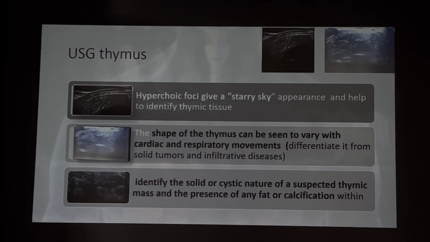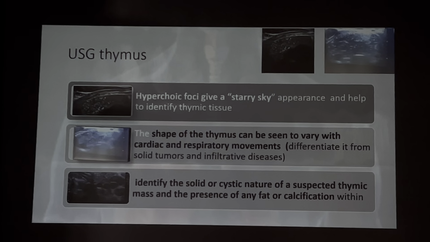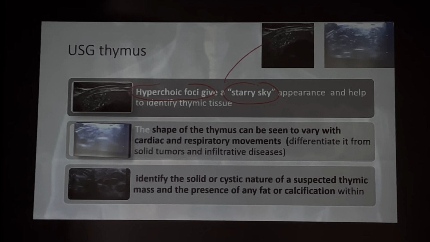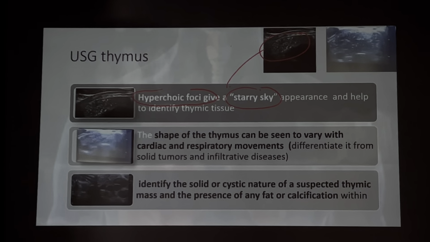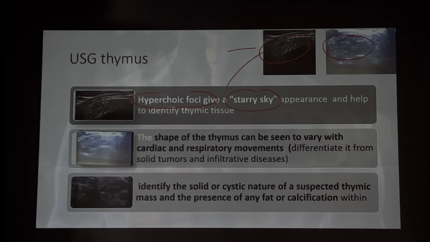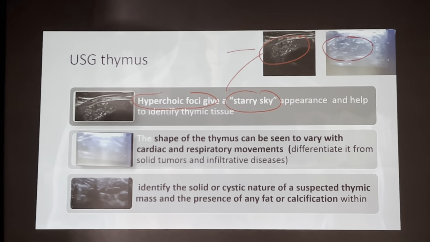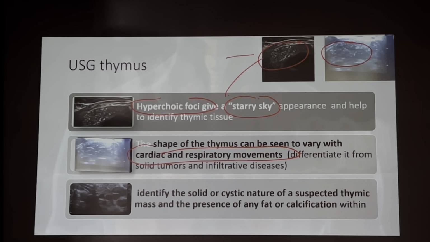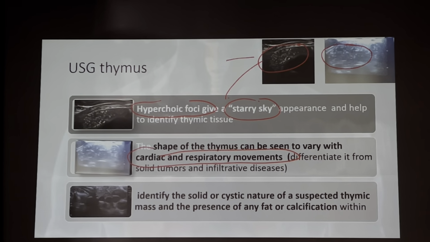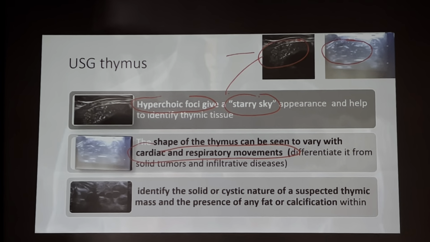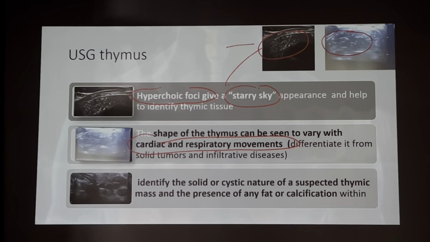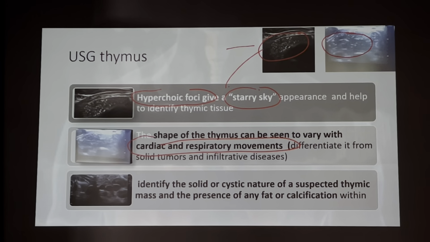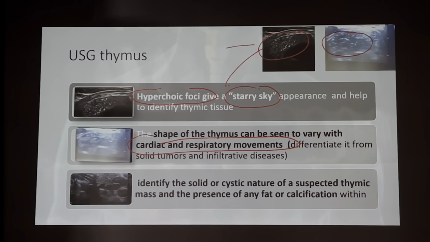Now, when we talk about ultrasound in the thymus, actually it is hyperechoic foci. We call it starry sky appearance. This is a typical starry sky appearance from the neck, and this is my patient's starry sky appearance. Also, it has been seen that if your starry sky appearance body is moving with the cardiac and respiratory movement, very likely it is a normal thymus. So there will always be some movement of the thymus, but fortunately or unfortunately, it is emerging in the neck, so we call it cervical thymus.